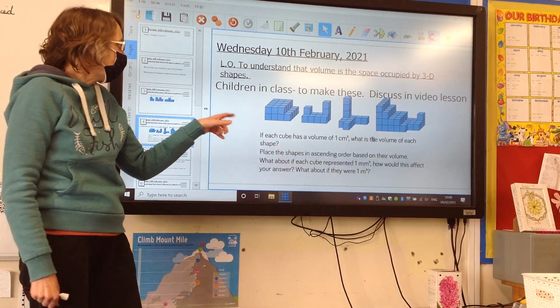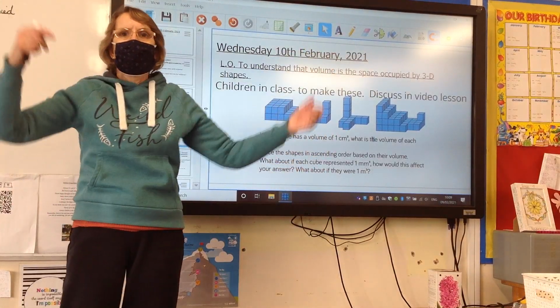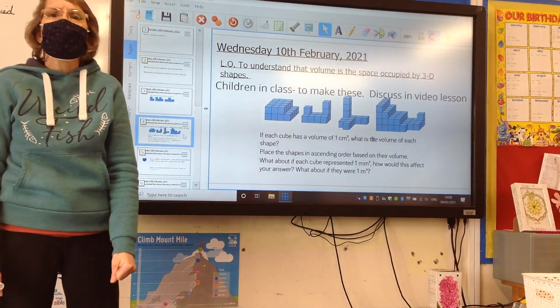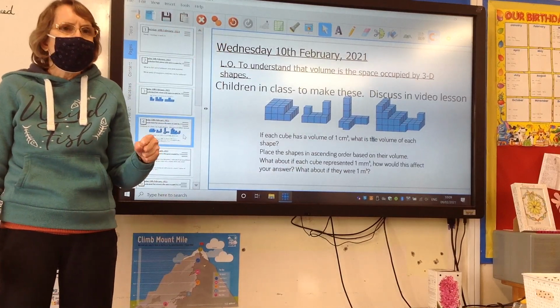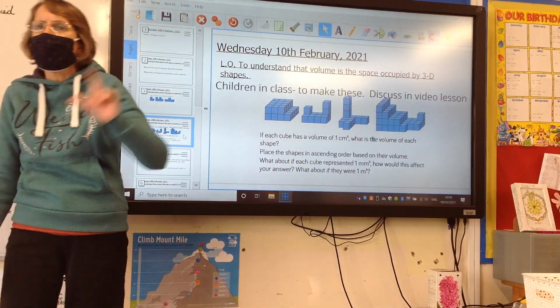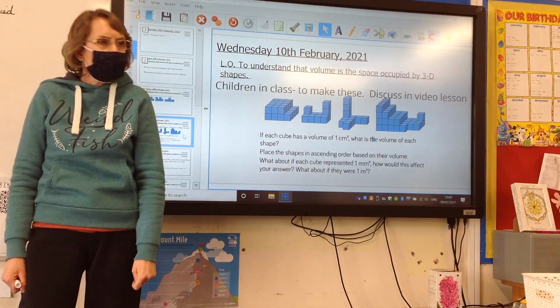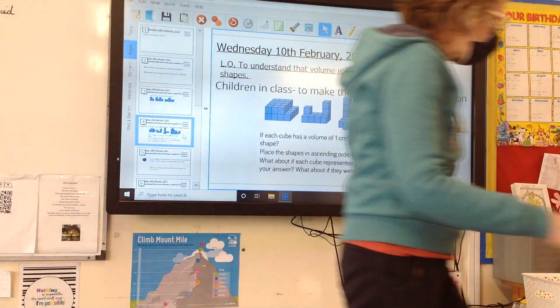What about if each cube was a metre? And they were huge cubes. Would this still be in the same order? Yes, they would. They'd all be a lot bigger, but they would still be in the same order. One of them would still be smaller than the other, and then the other, wouldn't it? Yeah? Okay. Right. One more slide to have a look at.